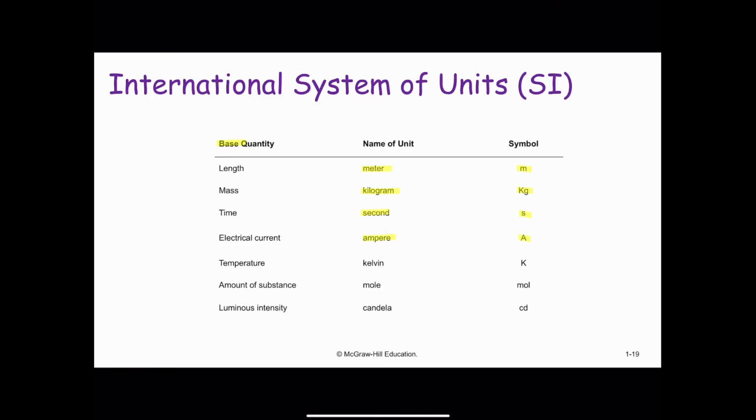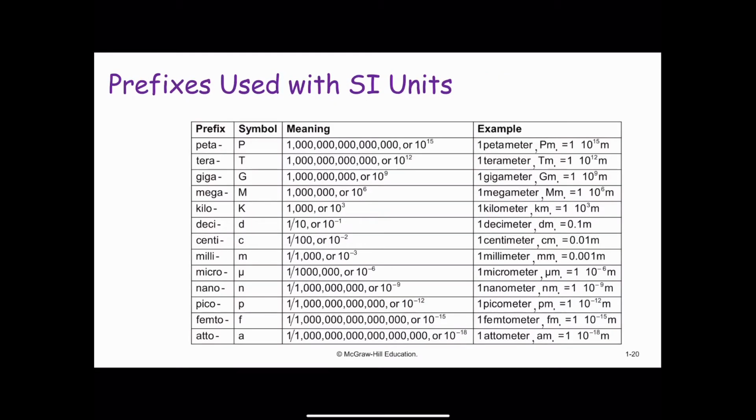For temperature, the base unit is Kelvin, for which we use the capital K or uppercase K. For the amount of a substance, we use the mole, M-O-L-E, and we abbreviate that by just removing the letter E to mol. And then for luminous intensity, we use the candela, which we abbreviate as cd. In chemistry class, the ones you're going to see the most are going to be length, mass, time, temperature, and amount of substance. Like metric units, SI units are modified in decimal fashion by a series of prefixes that are shown here. We're going to use both metric and SI units in this class.